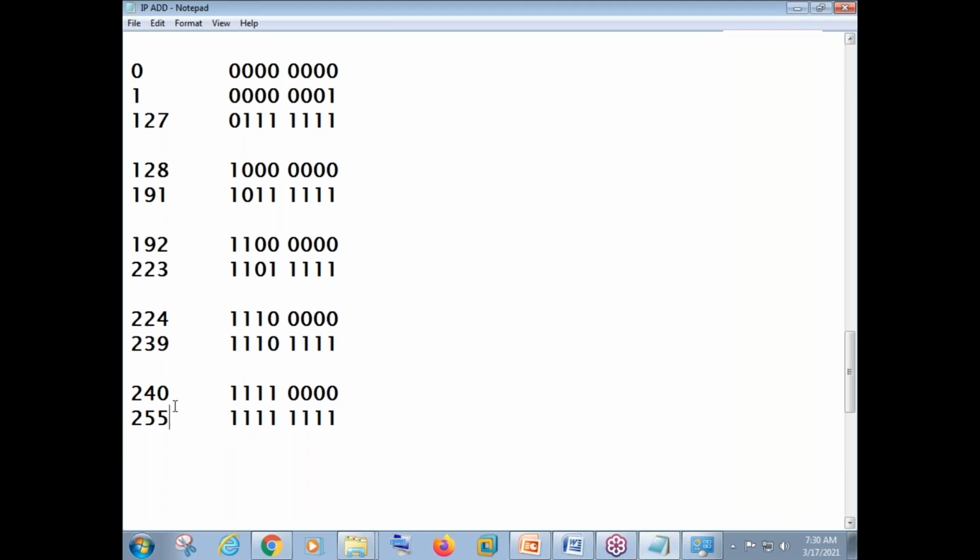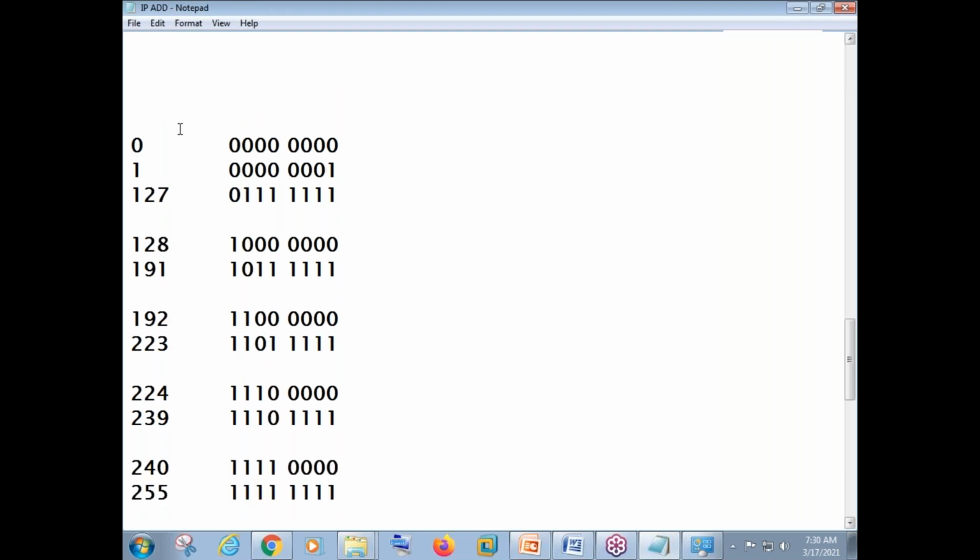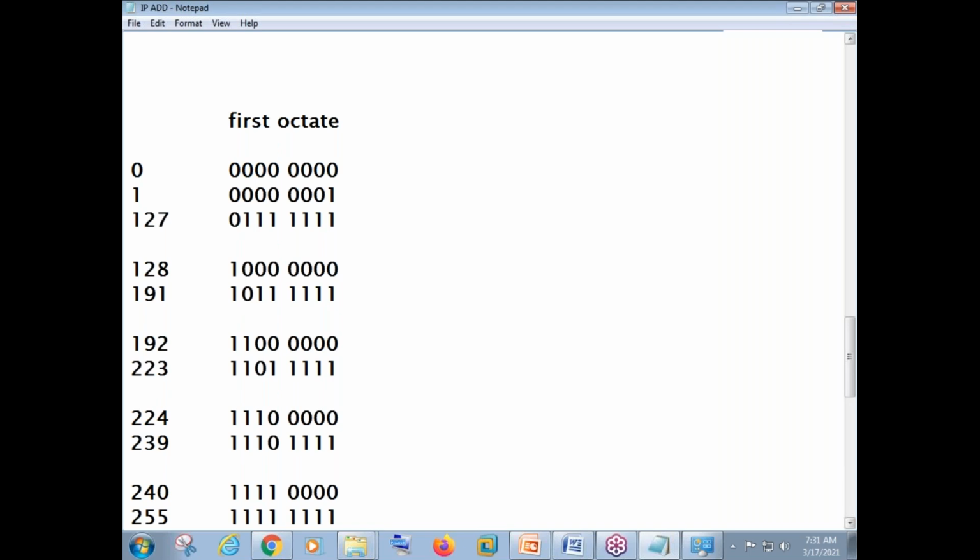If you take a number like 252 in between, it will be 1111 and then some numbers will come here. So this is the logic. These numbers are known as common bits or reserve bits. This is in the first octet only. In the second, third, and fourth octet, the numbers can begin from 0000 up to 1111, because we can use any number between 0 and 255.